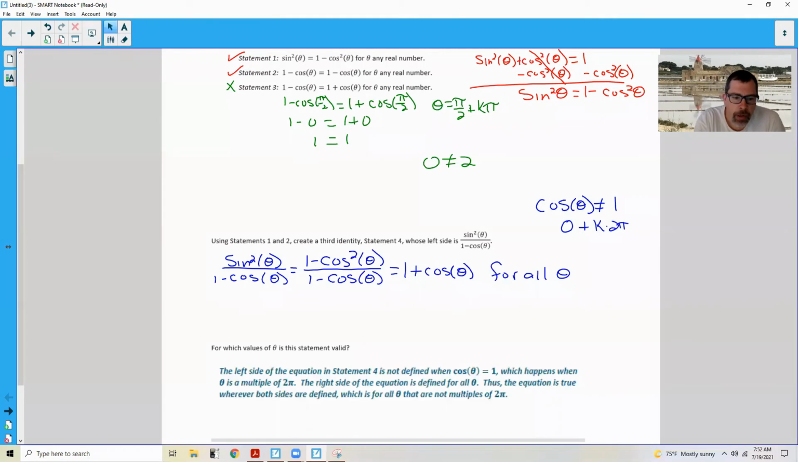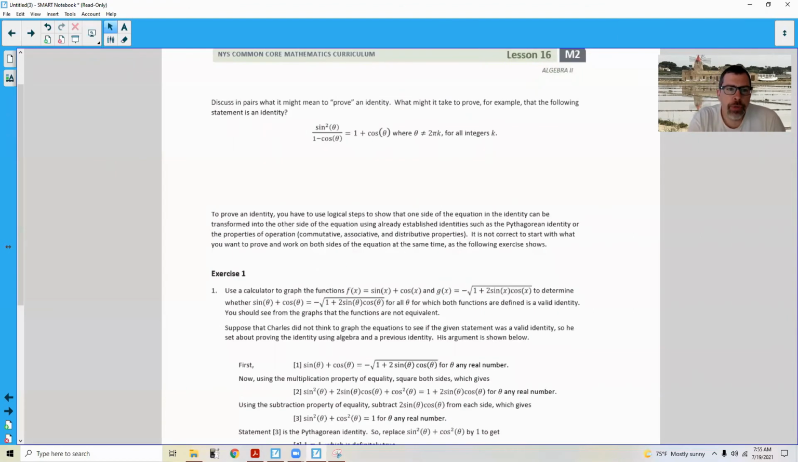All right, so it says, for which values of theta is the statement valid? The left side of the equation in statement 4 is not defined when cosine theta equals 1, which I've already stated happens when theta is a multiple of 2 pi. The right side of the equation is defined for all theta. Thus, the equation is true wherever both sides are defined, which is for all theta that are not multiples of 2 pi.